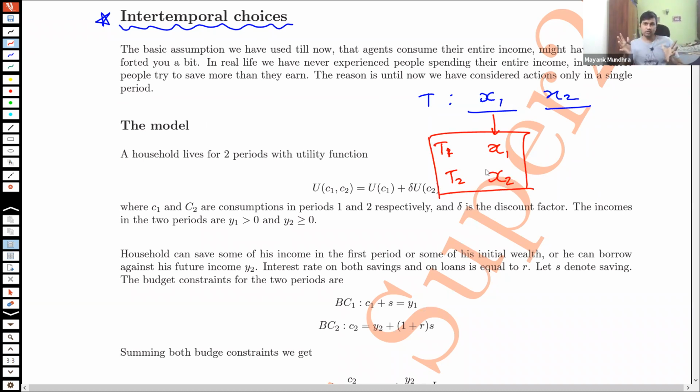So instead of thinking of the same commodity across two time periods, I want you to think of it as two different commodities in the same time. Imagine consumption in period 1 as good 1 and consumption in period 2 as good 2. Because when you do that, you don't need any new math. The math is going to be the same that we did in chapter 1 of consumer theory.